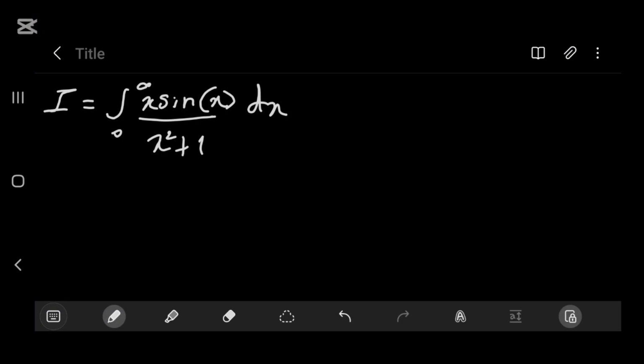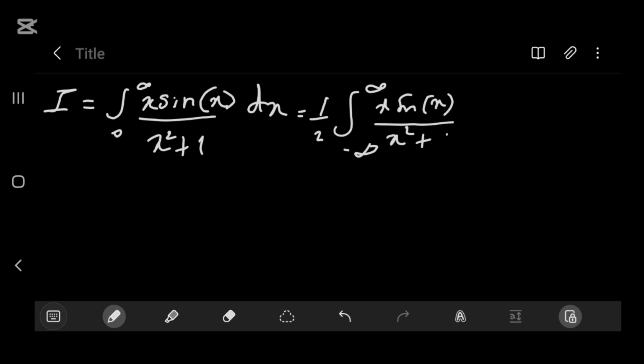And today we are going to solve an integral using complex analysis, like we said in the previous video. We have the integral I equals the integral from 0 to infinity of x times sine x over x squared plus 1 dx. To solve using complex analysis, first we need to change the boundaries to half, integral from minus infinity to plus infinity of x sine x over x squared plus 1 dx.